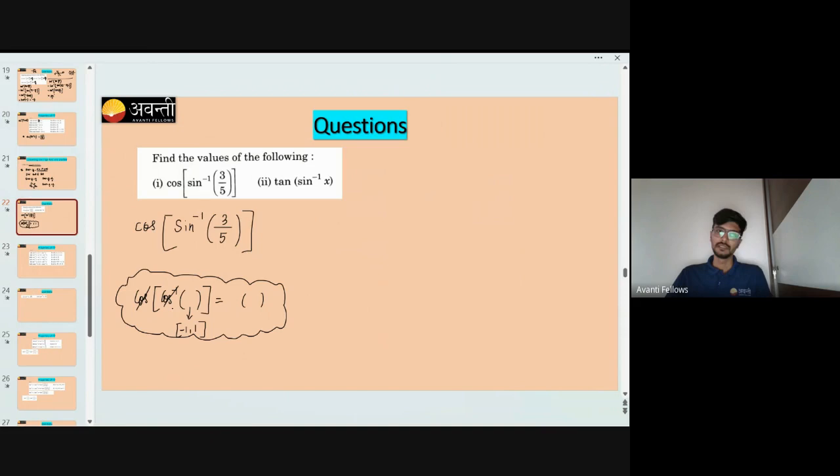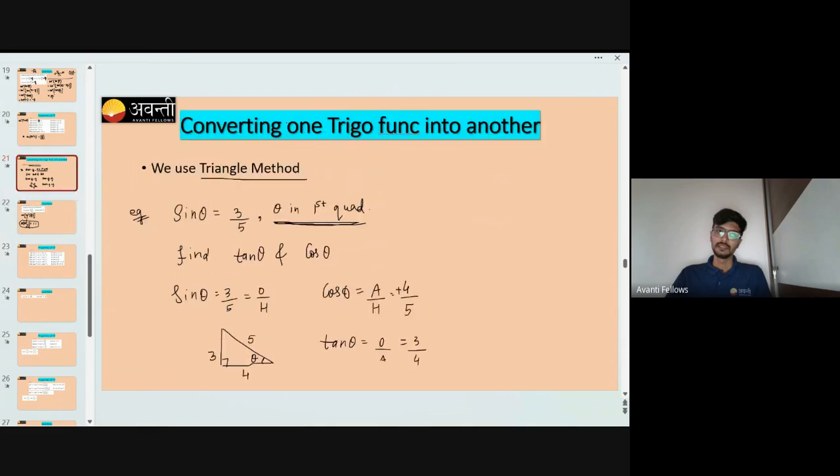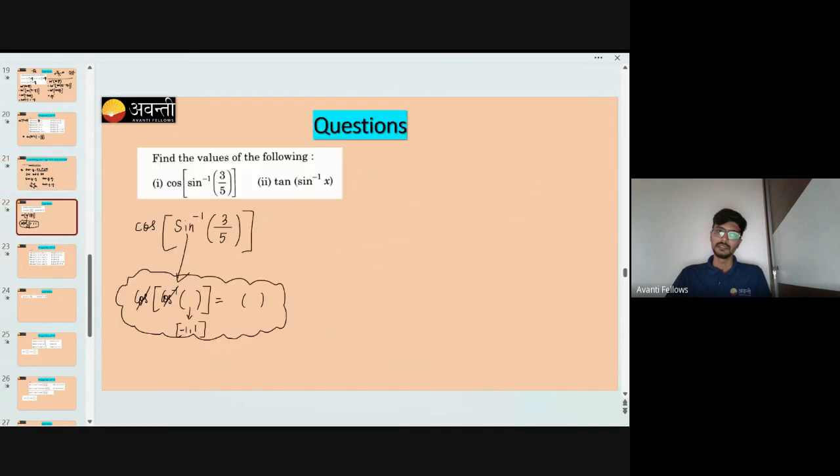So let me tell you this way. Basically, I need to convert this sine inverse into cos inverse. So this brings me to converting one trigonometric function into another. Converting sine inverse into cos inverse means converting one trigonometric function into another. And for this we use triangle banao, answer pao. So let us go through it.